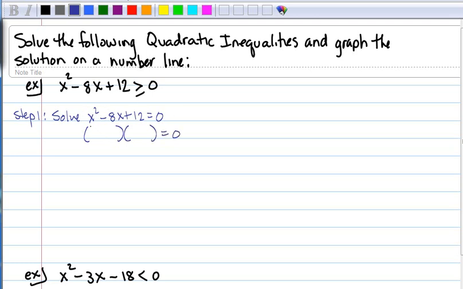If you remember, this is the first, so I'm going to make that the first x. The 12 is the last, so two factors of 12 that add up to negative 8. I'm going to say 6 and 2, and if they're both negative, that does make negative 8. So I have two solutions, one where x minus 6 equals 0, x equals 6, or where x minus 2 equals 0, and x equals 2. So that's what is going to be my first step.